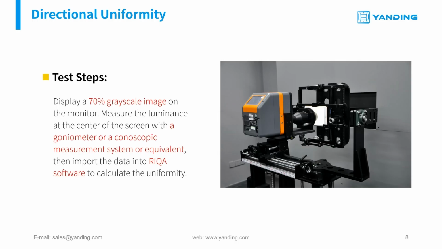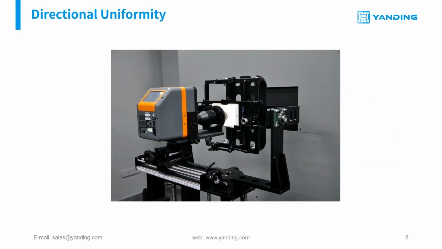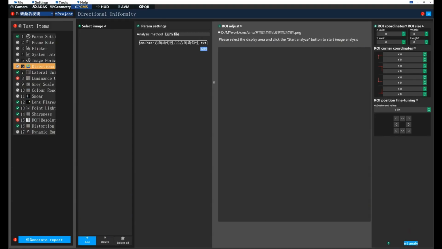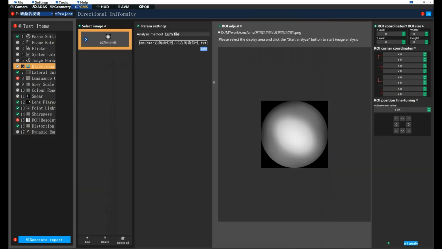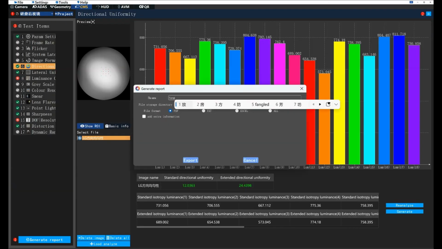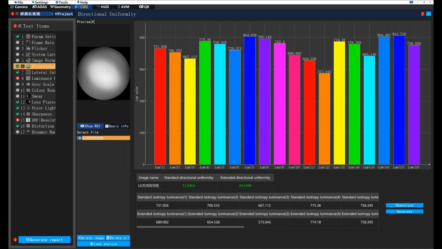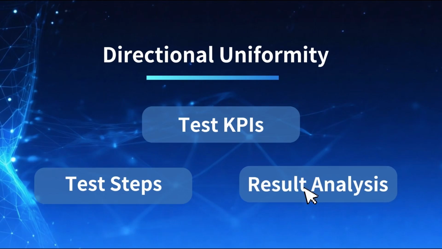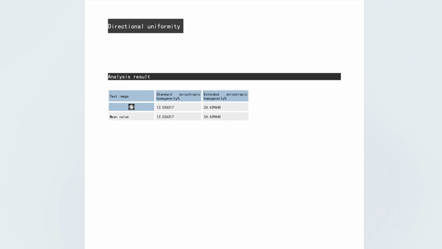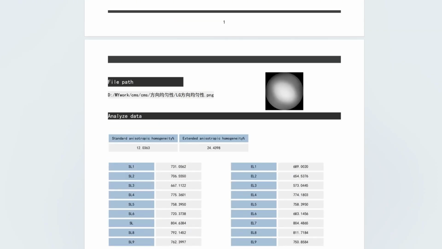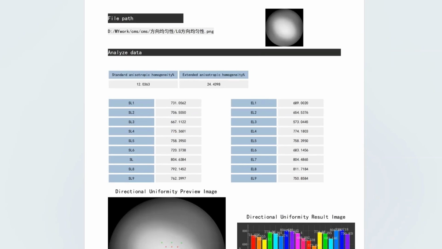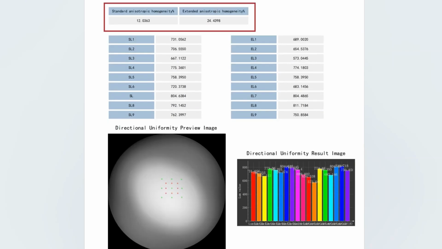Display a 70% grayscale image on the monitor. Measure the luminance at the center of the screen with a goniometer or a conoscopic measurement system or equivalent. Then import the data into RIQA software to calculate the uniformity. Deviations shall be less than 35% in the standard isotropy range and less than 50% in the extended isotropy range to meet the criteria of ISO 16505.